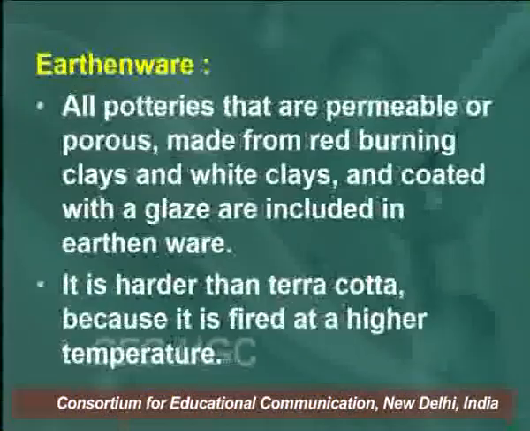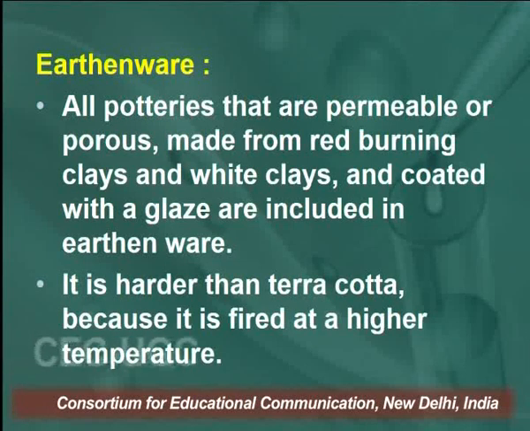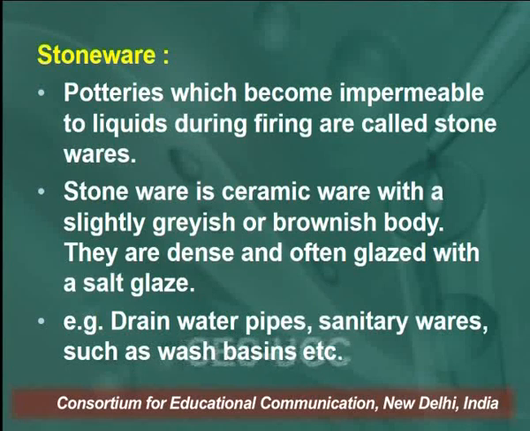Earthenware: all potteries that are permeable or porous, made from red burning clays and white clays and coated with a glaze, are included in earthenware. It is harder than terracotta because it is fired at a higher temperature. Potteries which become impermeable to liquids during firing are called stonewares. Stoneware is ceramic ware with a slightly grayish or brownish body. They are dense, often glazed with a salt glaze. For example, drain water pipes, sanitary wares such as wash basins, etc.